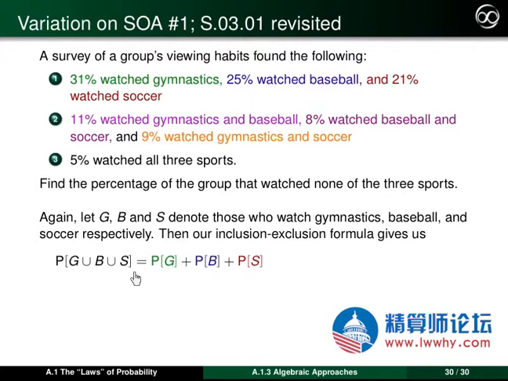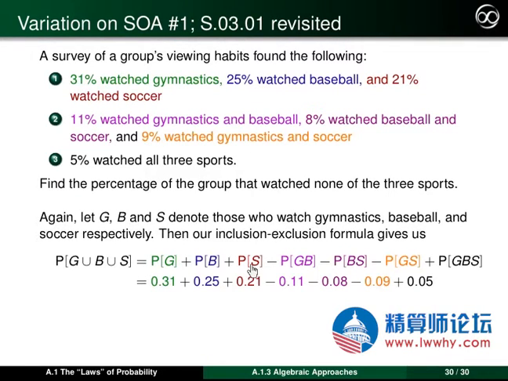It says the probability of the union is the probability of the single events minus the probability of the double intersections plus the probability of the triple intersections. And then I just read these out. The probability of G is 0.31. The probability of B is 0.25. The probability of S is 0.21, and so on. So I'm just copying these probabilities down from the problem. That adds up to 0.54.